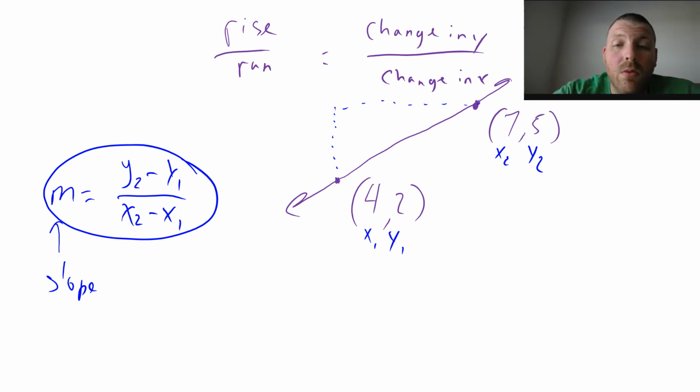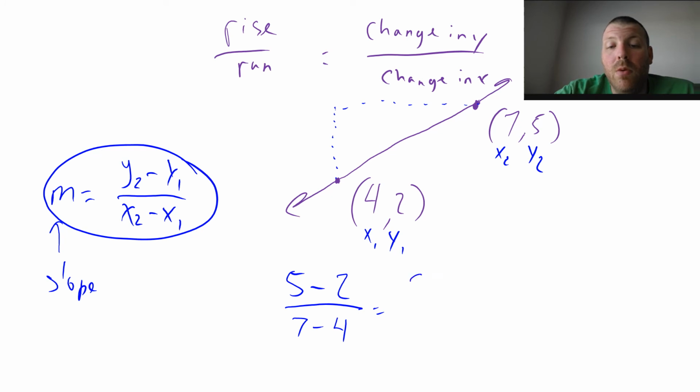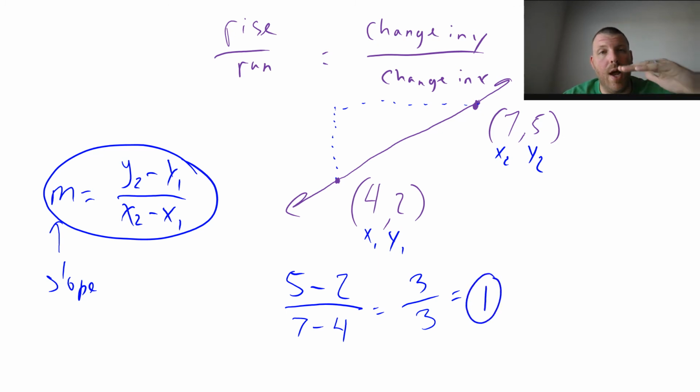And so y2 is 5 minus y1 is 2, over 7 minus 4. Okay? Which will equal 3 over 3, which is 1. And so what this means is that as it rises 3 units, it runs 3 units, and therefore the slope would be 1. Okay, and that's how it works.